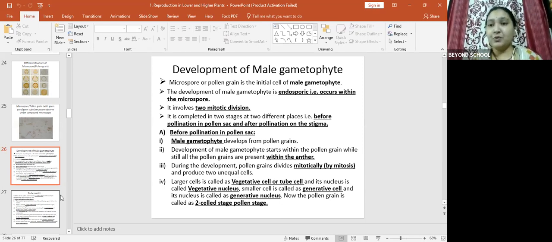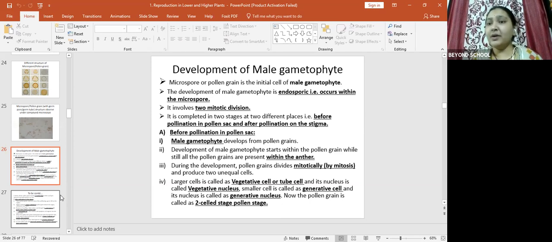And this microspore, dear, we also call the initial cell of the pollen grain. Initial cell means the starting cell which is formed in the anther, and it will further help in the fertilization process. So we call it the male gametophyte. This male gametophyte is endosporic, right?